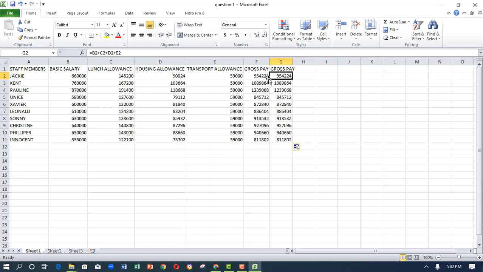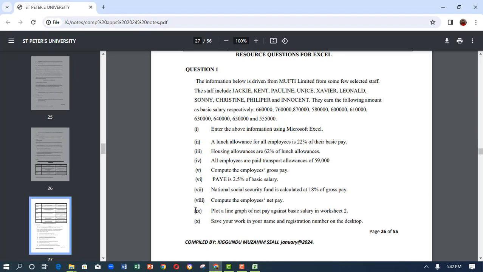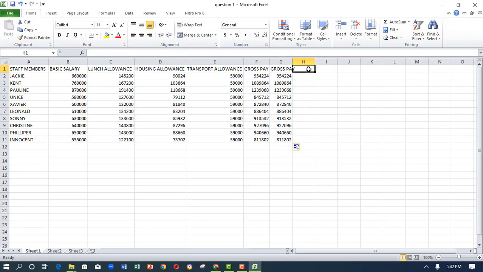How does the formula look and how does the function look? Okay, so let's look at the next question. They are saying Pay As You Earn is 2.5% of the basic salary. So we have to add another column and we call it pay. They are saying it is 2.5% of the basic salary.